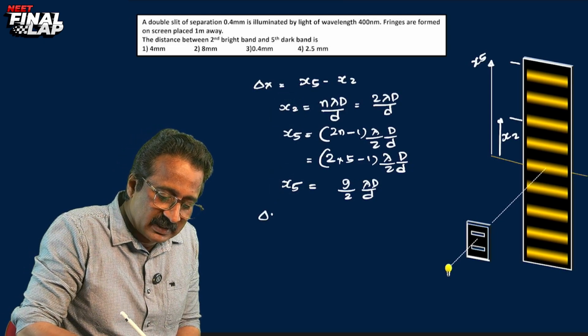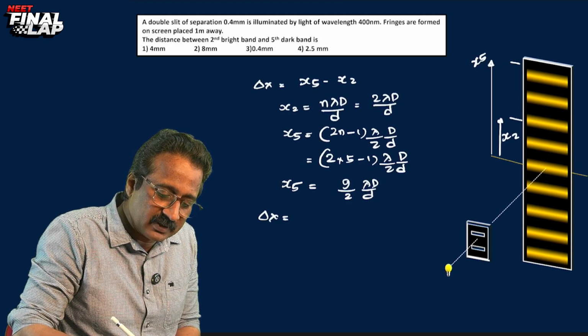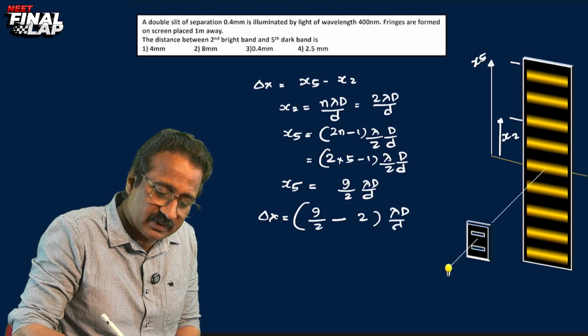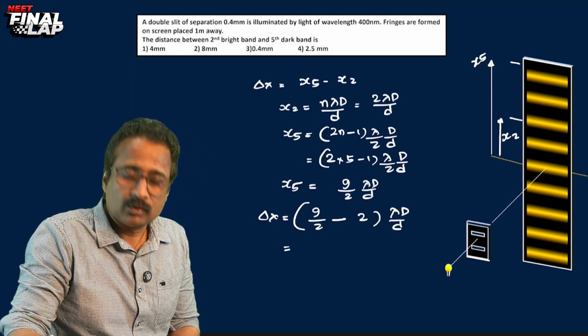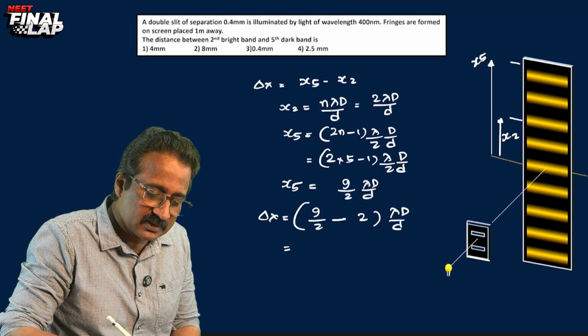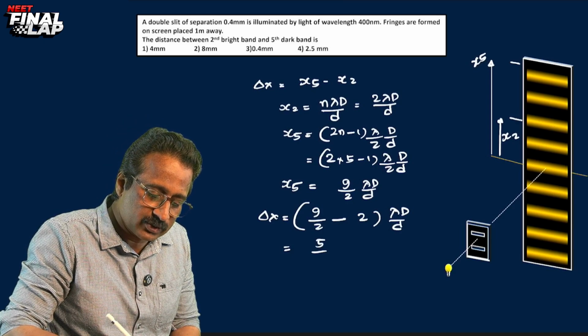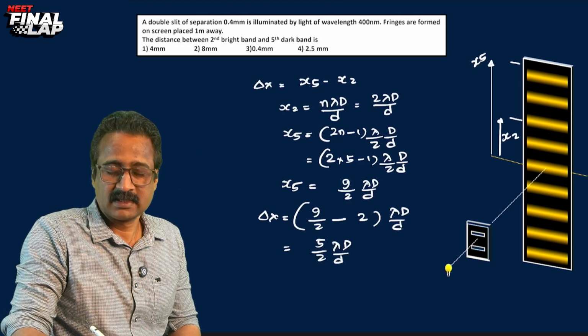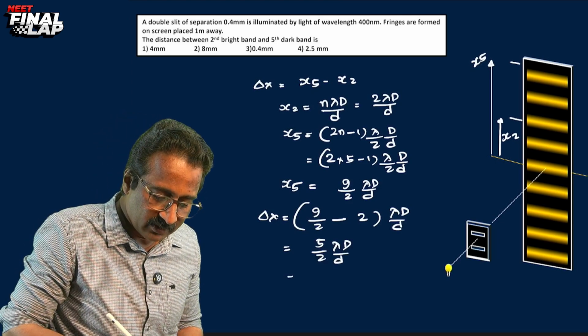Let me come to the delta x part now. x5 is 9 by 2 lambda D by d minus 2 lambda D by d. Taking lambda D by d common, 9 by 2 minus 2 is 9 minus 4 by 2, which is 5 by 2. So delta x is 5 by 2 lambda D by small d. Your answer is here. Now it's only a matter of putting values.